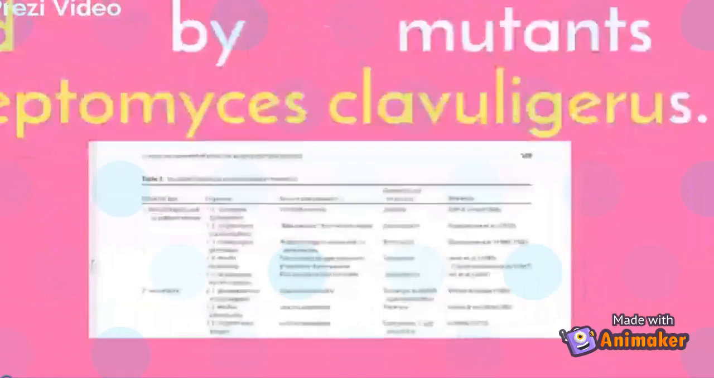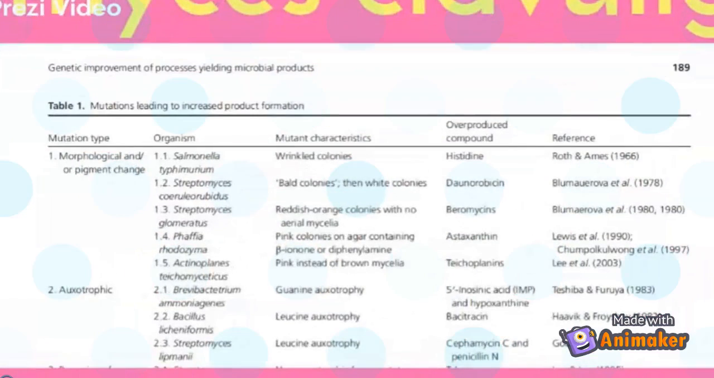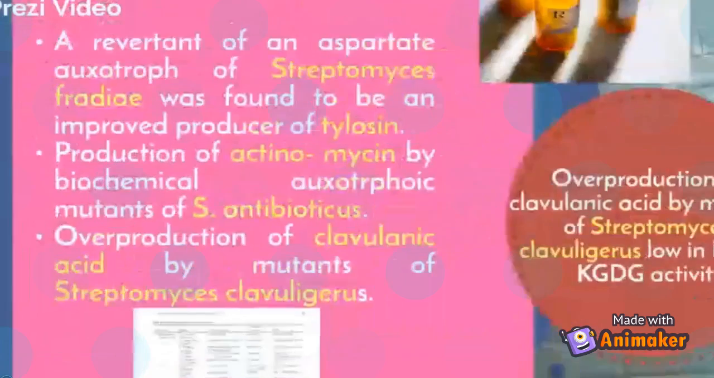mutant. Okay, this is more examples that I found from a journal, using auxotrophic mutants such as Brevibacterium, Bacillus, and Streptomyces to produce secondary metabolites such as inosinic acid, bacitracin, and penicillin.